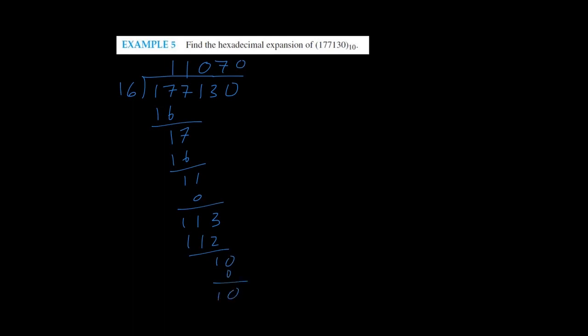Now I'm not going to do all the long divisions this time, but you'll have to carry them out every time to get your quotients and your remainders. So what we're going to get is this. If you do all the long divisions over and over and over, you'll get that 177,130 is equal to 11070 times 16 plus that remainder down there.